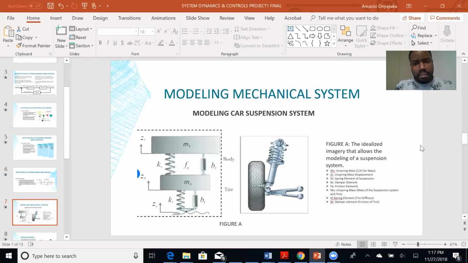Modeling mechanical systems: modeling car suspension systems. In this particular project, we're going to focus on a car suspension system. It's typically modeled as a physical system, but it also has damping effects, stiffness effects, as well as some mass elements of that system. Here's a picture of an actual car suspension system, but it's also translated into a mechanical drawing that allows us to simplify, but yet understand what's actually taking place in this system.